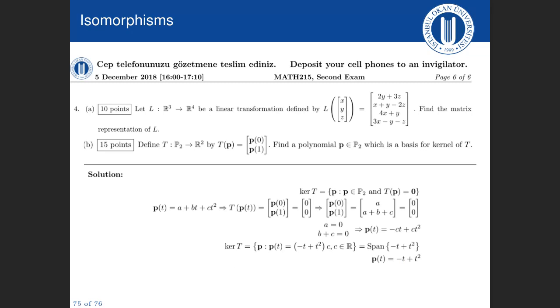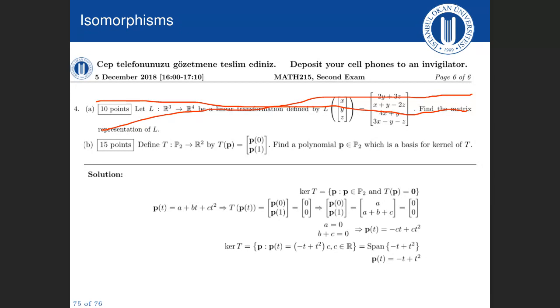And on the final slide of today's lesson, I'm going back to a past exam paper. This is an exam from the 5th of December 2018. Part A, we haven't talked about yet. Part A is about the matrix representation of a linear transformation. But I haven't done that yet. I'm going to do that next week. So let's instead look at Part B.